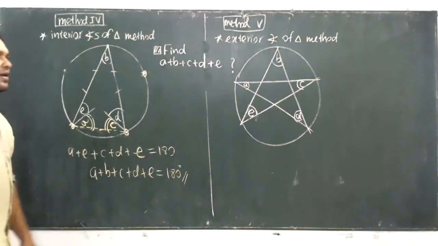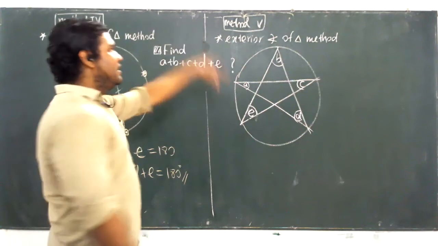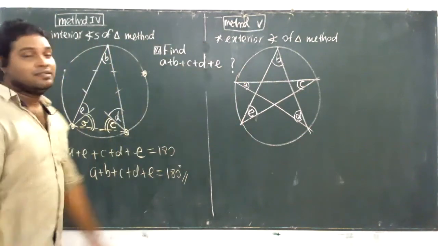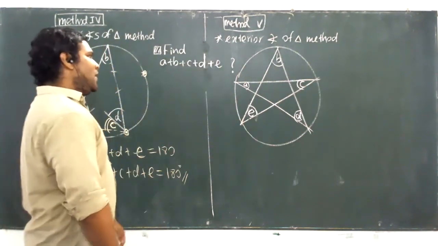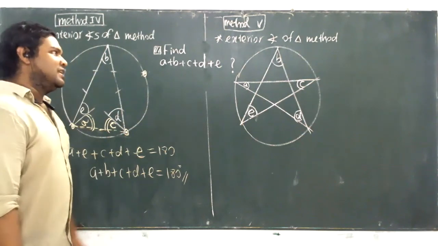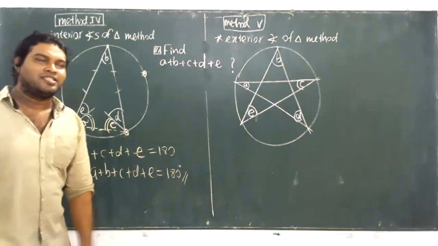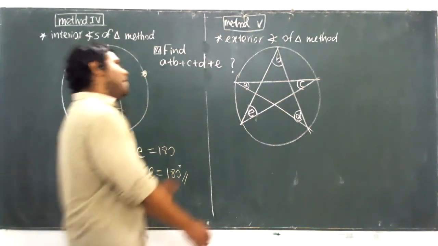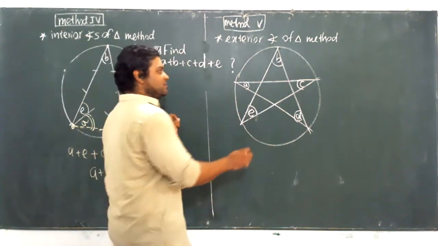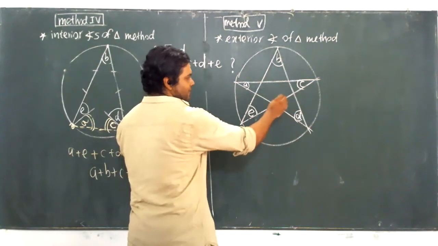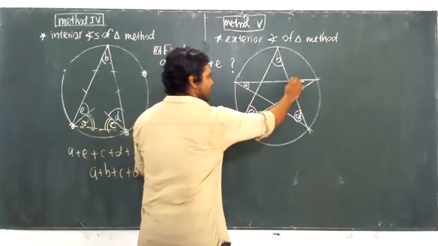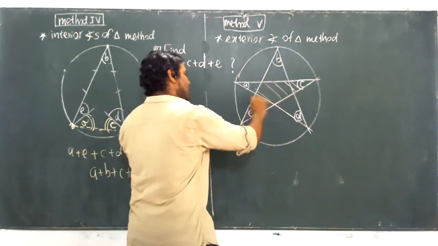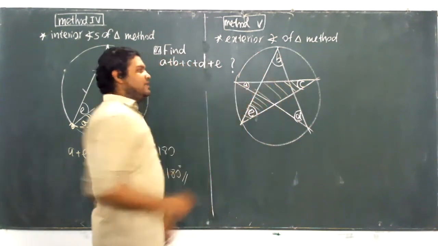Okay, my final method, method number 5. Exterior angles of a triangle method. To do this method, I don't want to use construction lines as previously I did. No need. Just I'm going to guess a triangle. We will draw this one. Now highlighted this triangle.